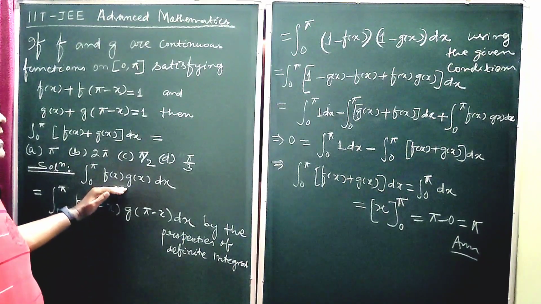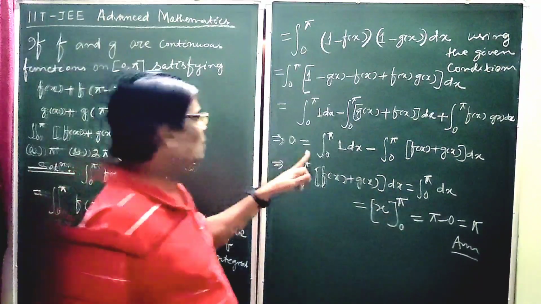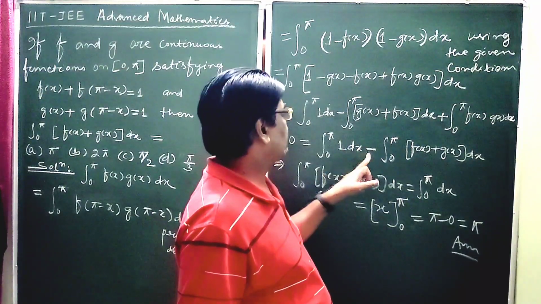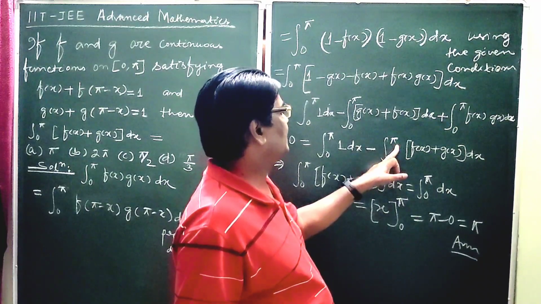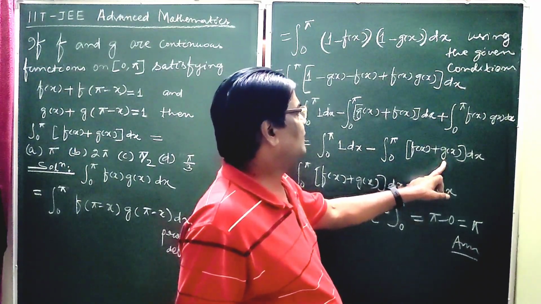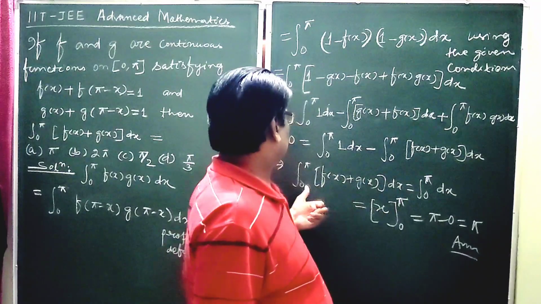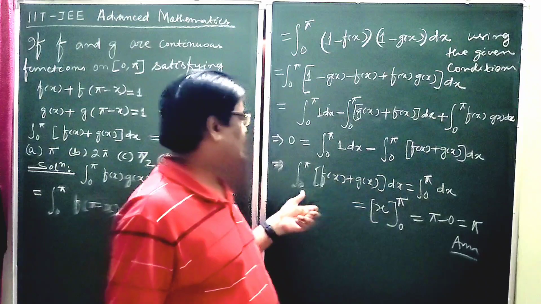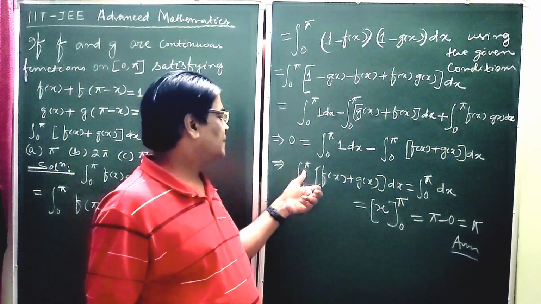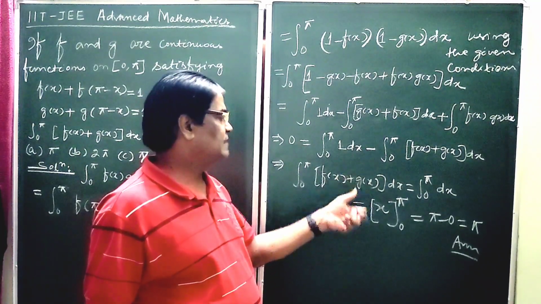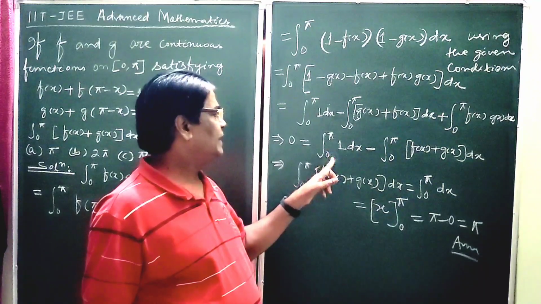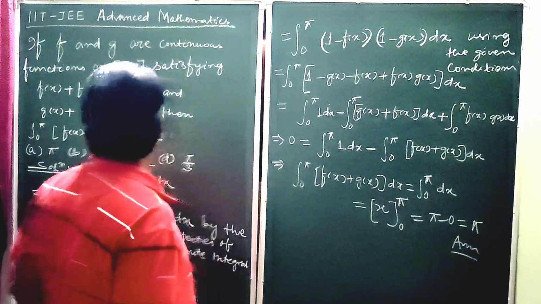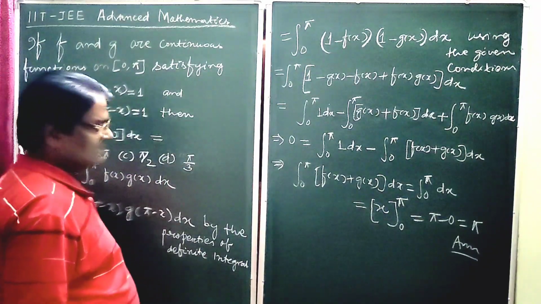Cancelling this integral on both sides, we get 0 is equal to the integration from 0 to pi of 1 dx minus the integration from 0 to pi of f x plus g x dx. So bringing this to the left hand side, we get the integration from 0 to pi of f x plus g x dx is equal to the integration from 0 to pi of dx. After integration we get the value pi. So here option A is the correct answer.